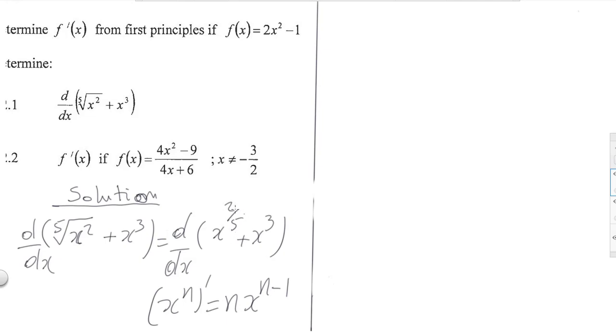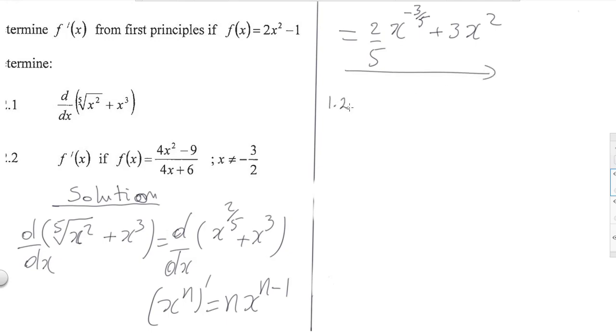So in this case, our n is 2 over 5. So therefore, we'll have, if we derive, we say 2 over 5, then x to the exponent 2 over 5 minus 1, that will give us minus 3 over 5. And then we derive x cubed. Our n is 3, so it will be plus 3, and then 3 minus 1 is 2. So that is the answer.